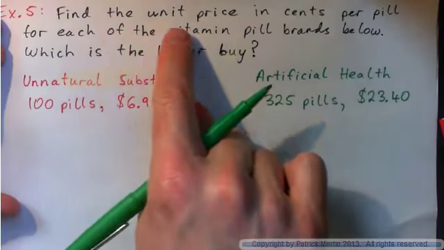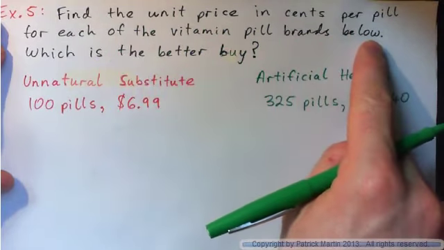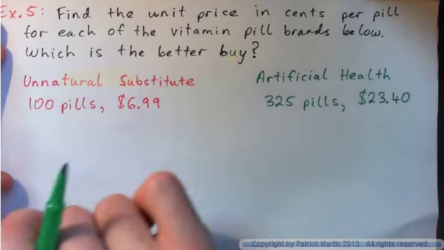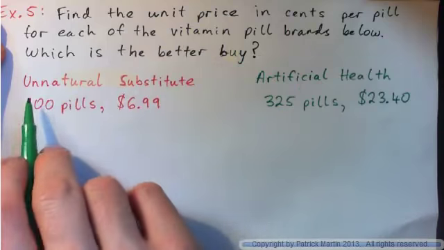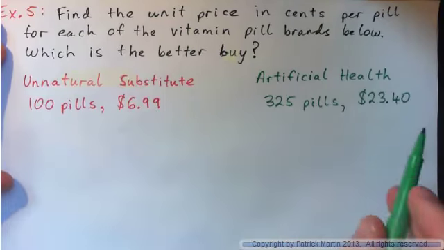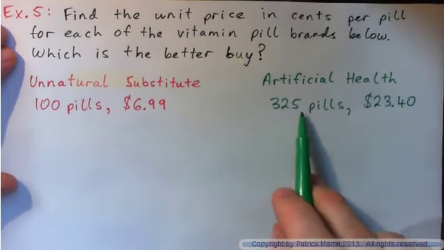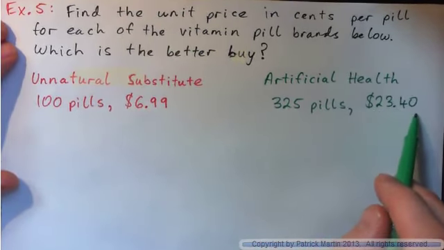Example 5. Find the unit price in cents per pill for each of the vitamin pill brands below. Which is the better buy? There's a brand called Unnatural Substitute, 100 pills for $6.99, and a brand called Artificial Health, 325 pills for $23.40.